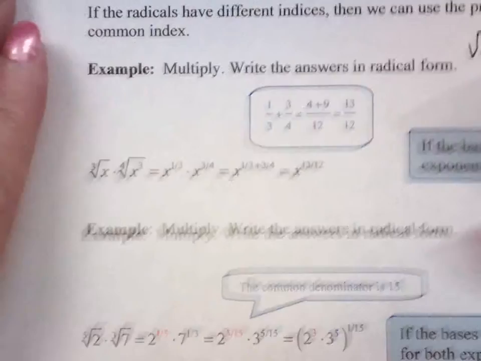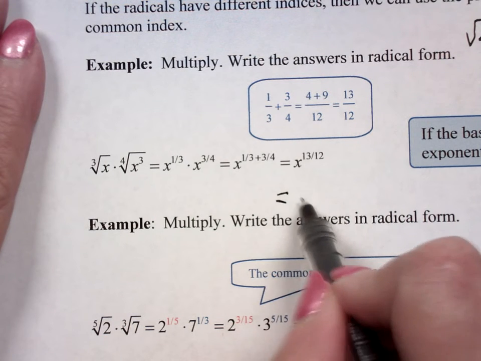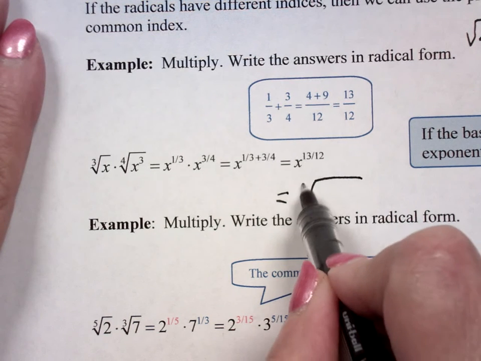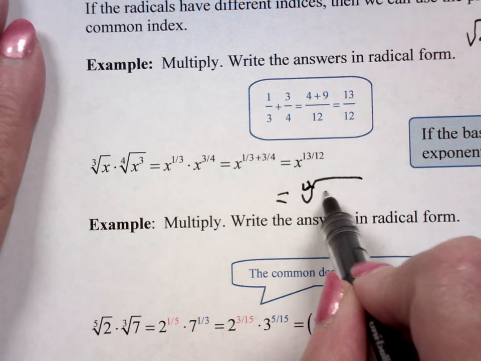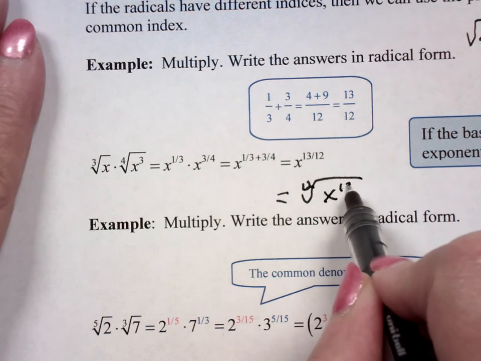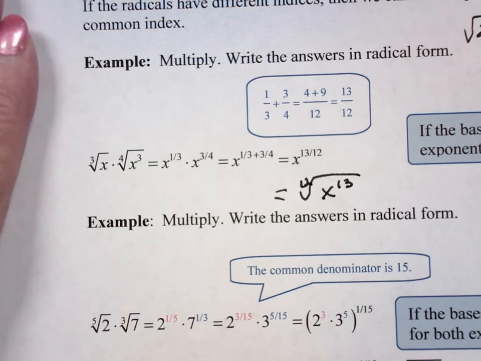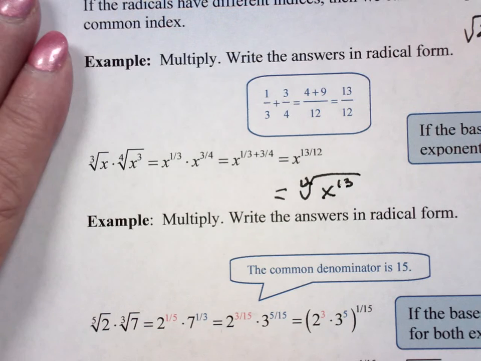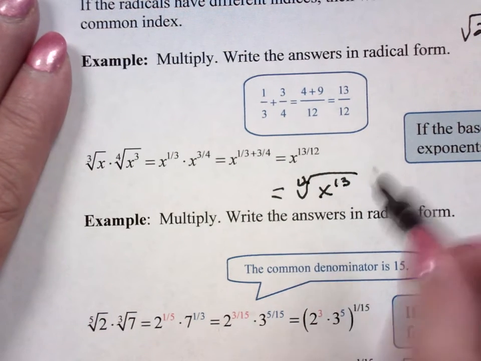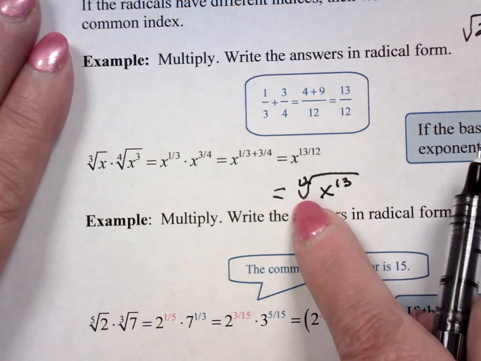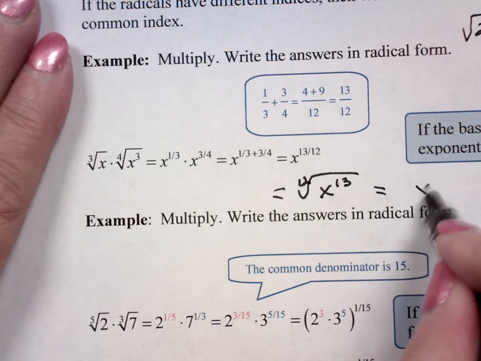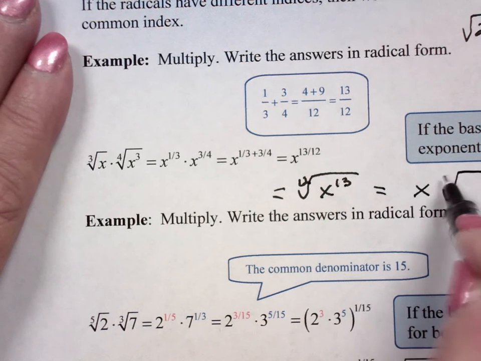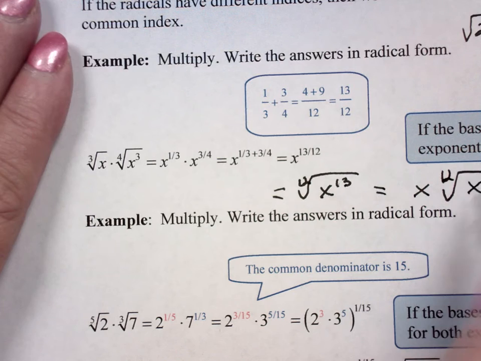So that says this product is the 12th root of x to the 13th. And can you simplify it? Yes. Because I've got more x's than my index, this becomes x times the 12th root of x.